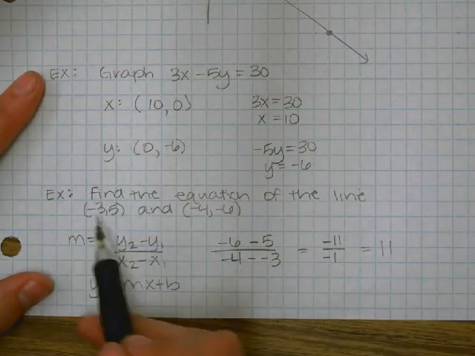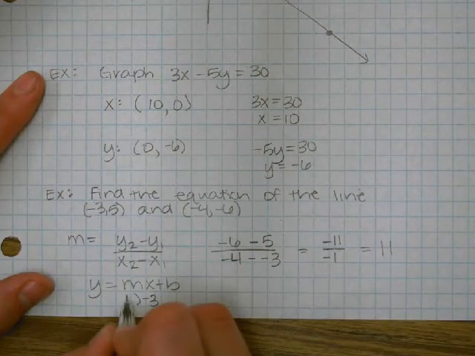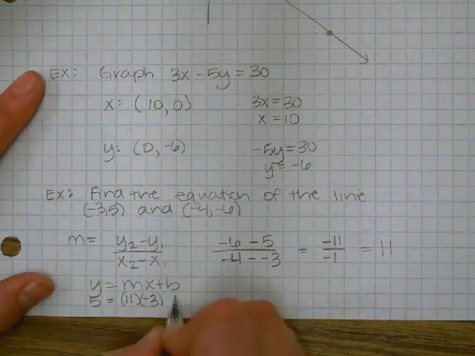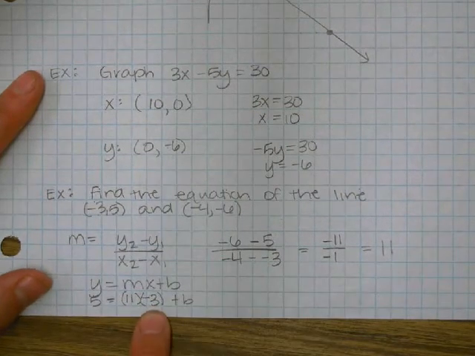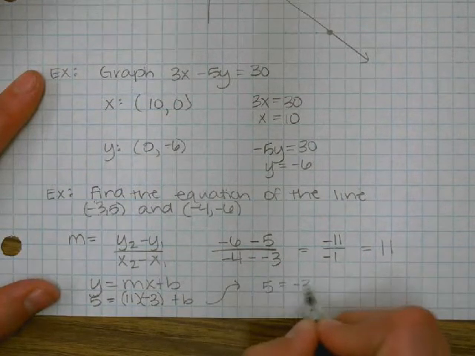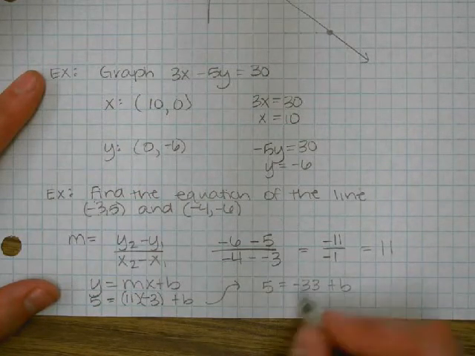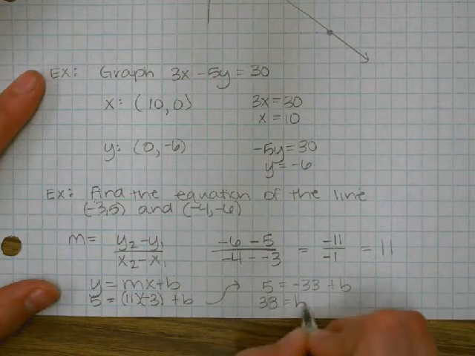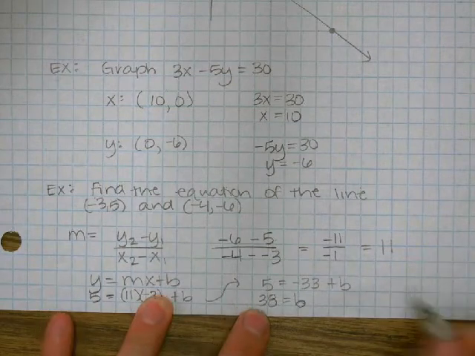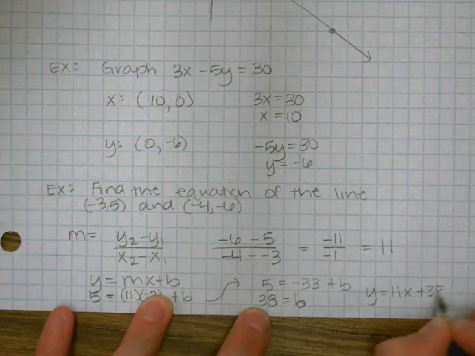And then I'll go ahead and plug in -3 for the x value, and my slope of 11 for the m value, and plug in my 5 for the y value, and that means I'm going to be solving for the b value. So I have 5 equals -33 plus b, and I can go ahead and add the 33 to the other side, and that gives me that 38 equals b. And so the equation of the line that went through those 2 points would have been y equals 11x plus 38.